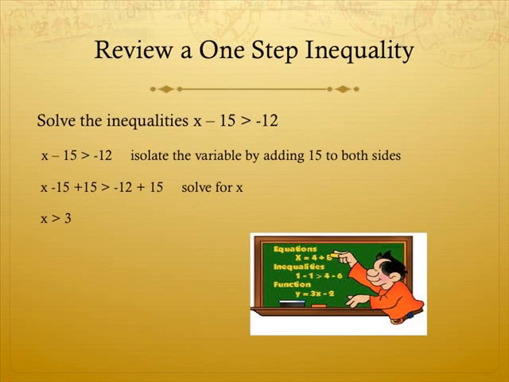Let's review a one-step inequality. Solve the inequality x minus 15 is greater than negative 12. To isolate the variable, we add 15 to both sides. Then we want to solve for x. So we have x minus 15 plus 15 is greater than negative 12 plus 15. That gives us x is greater than 3.